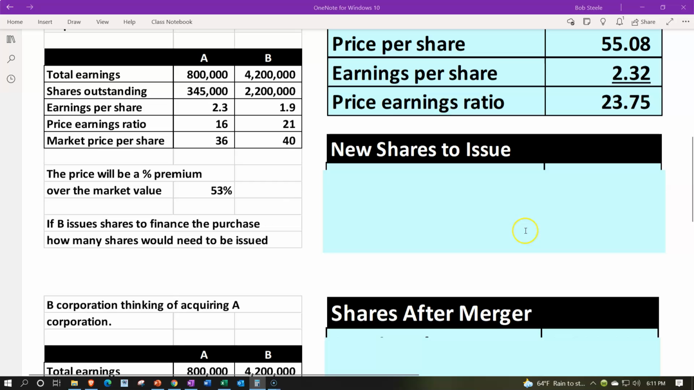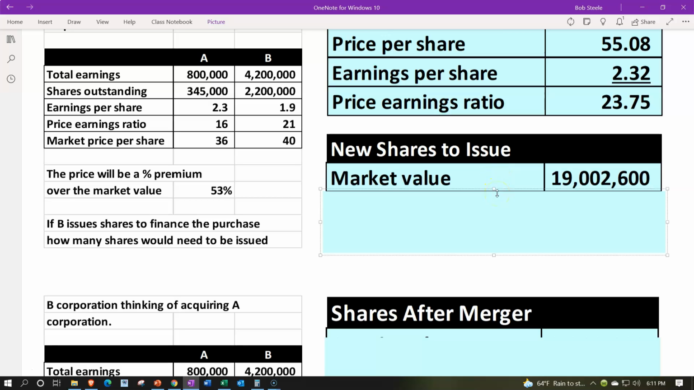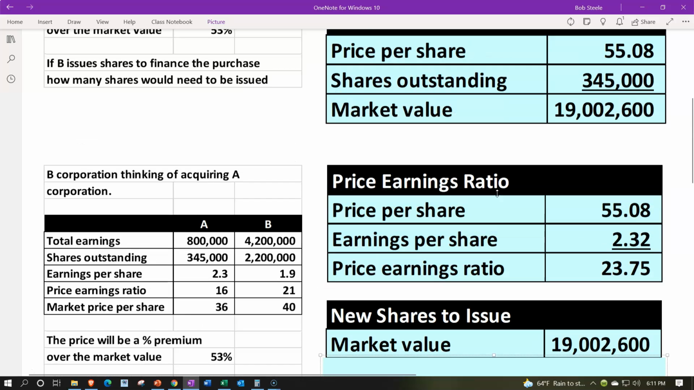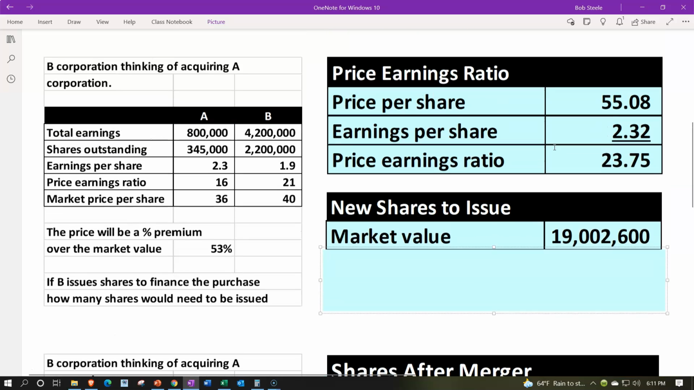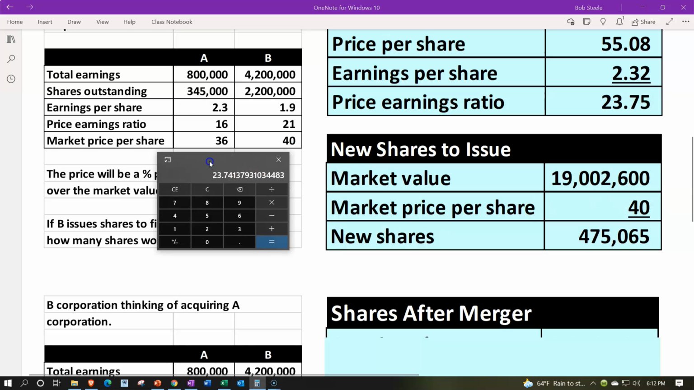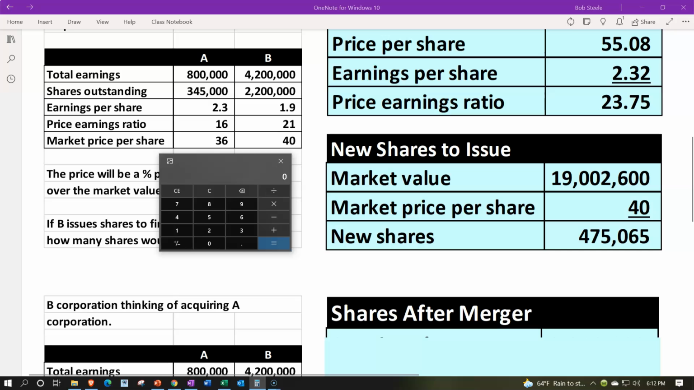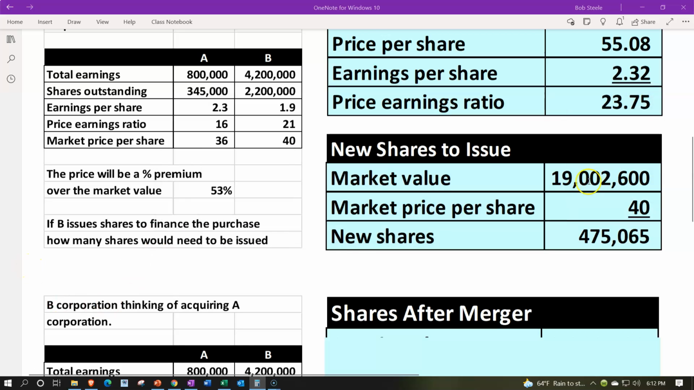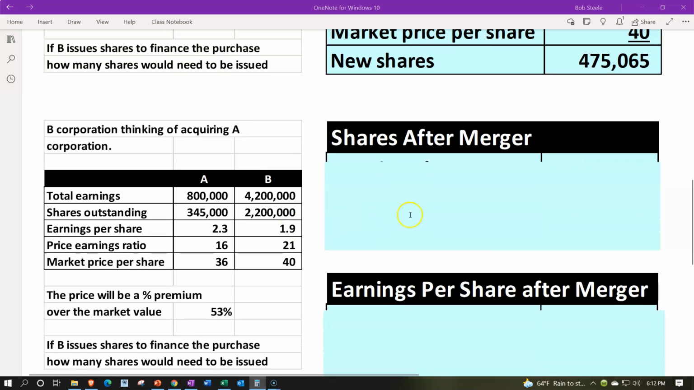So then we got the new shares. So what are we going to have to issue then? What is B going to have to issue in order to finance this transaction? Because they're going to issue stocks in order to do so. So the market value, once again, is that 19,002,600, and B's shares are currently on the market at $40. So if they can generate shares for $40 and distribute them for that $40, then how many new shares do they need to be putting out there in order to meet that value of the 19,002,600 divided by 40? That would be 475,065 shares.